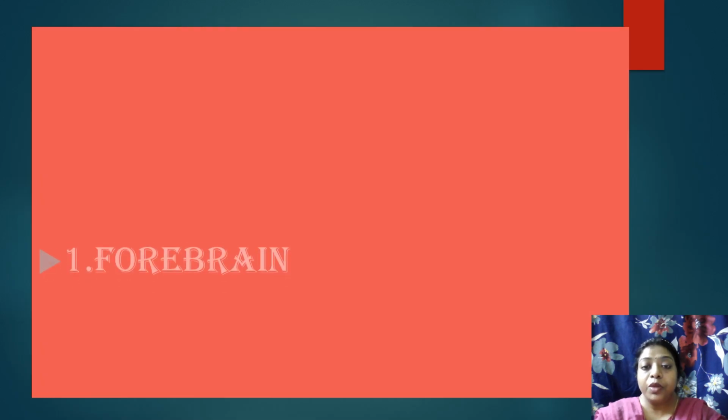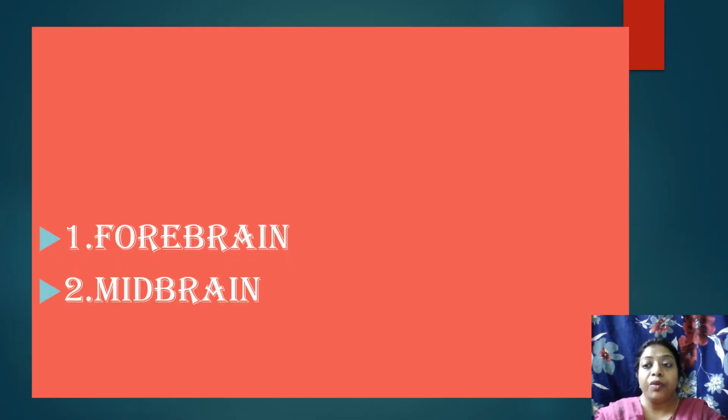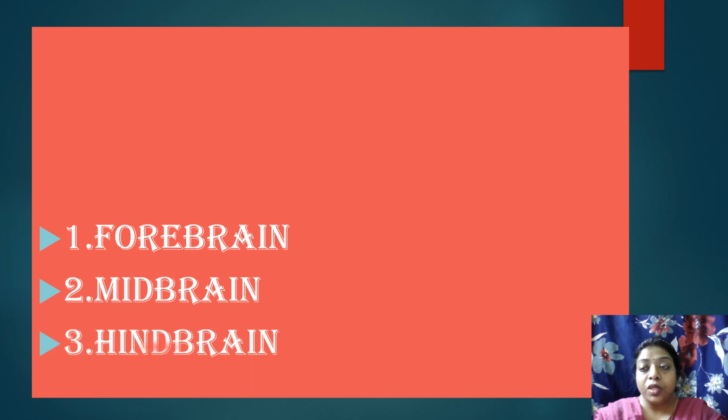The first subdivision will be the layers of the brain. And of course, the brain can be divided under three heads. The first one will be the forebrain, the hindbrain, and the midbrain.